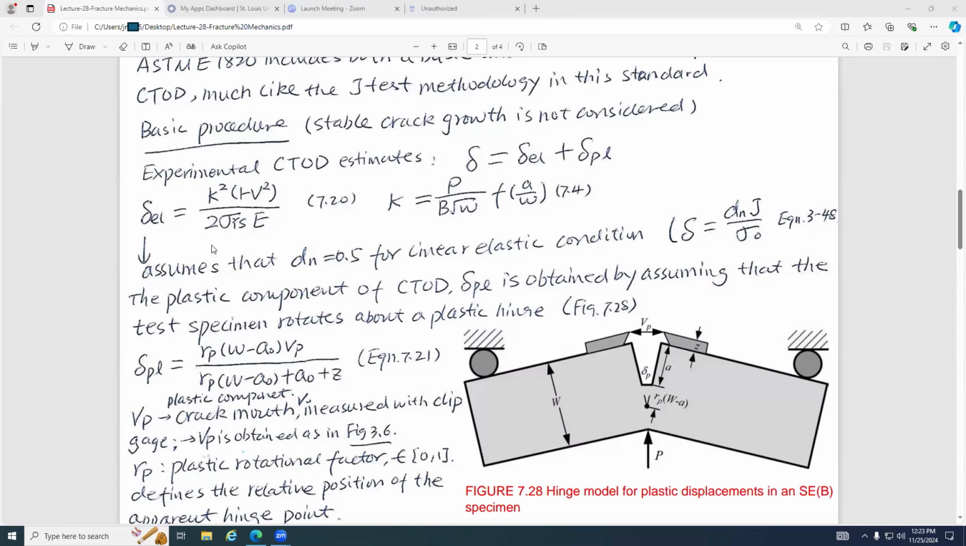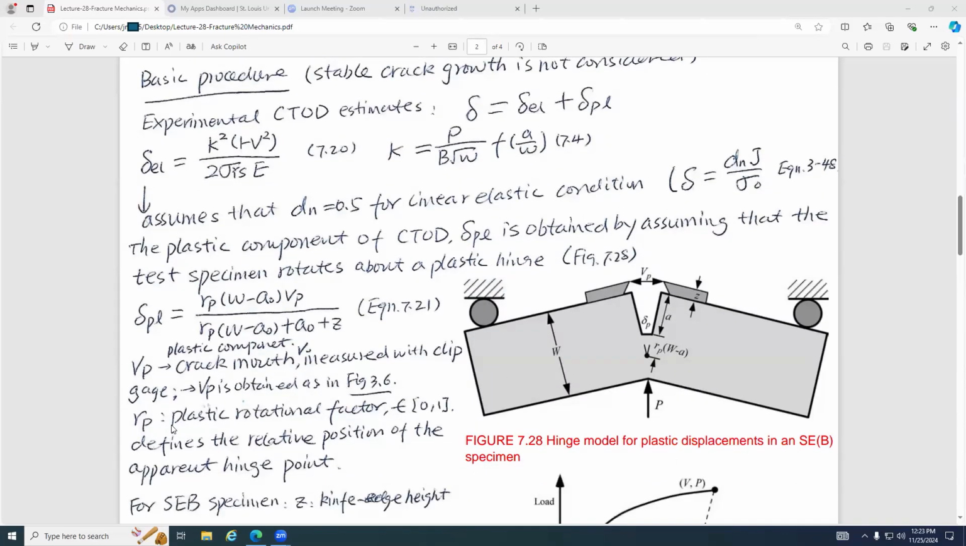Sometimes my students are confused. Here we do not measure the delta directly; we measure the VP directly. So VP, the crack mouth opening, is measured with a clip gauge, and VP is obtained as in figure 3.6. That figure is very similar to this one.